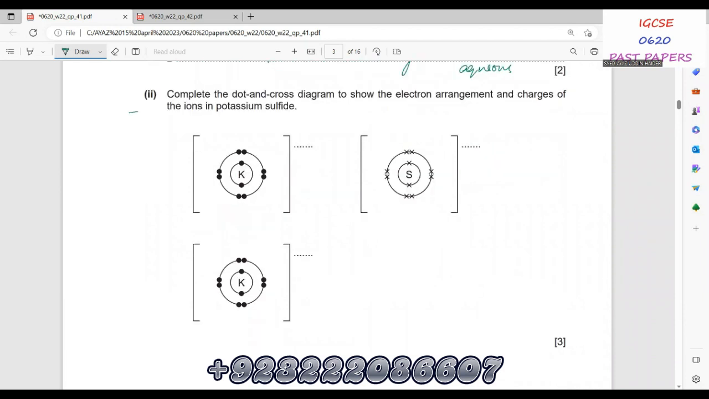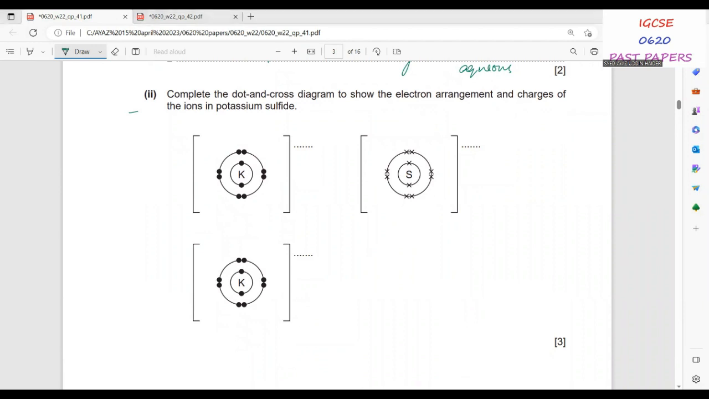Number 2, complete the dot and cross diagram to show the electron arrangement and charges of ions in potassium sulfide. So potassium sulfide, the formula will be K2S. Potassium belongs to group 1, so it will lose 1 electron to form positive ion. So we'll show all the electrons present in potassium atom. Proton number of potassium is 19.